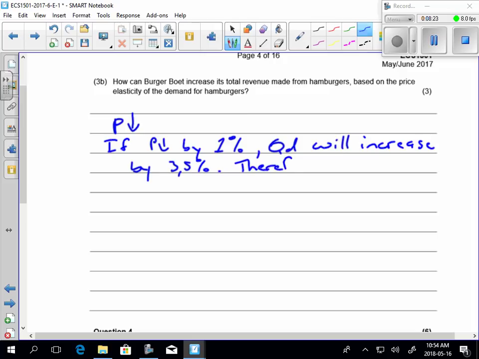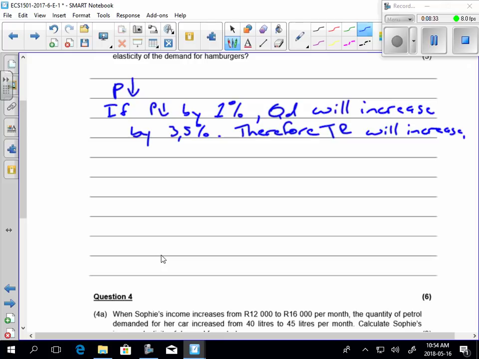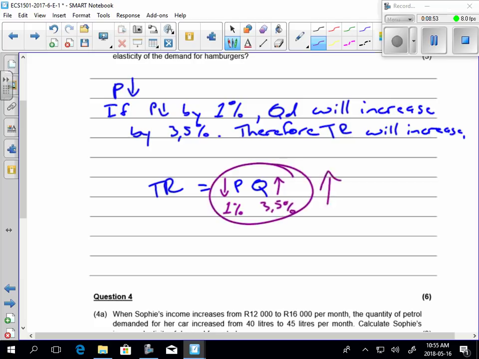Therefore, total revenue will increase. So this is not part of your answer, but just to explain it to you, total revenue is equal to price times quantity. So what we're saying here is decrease the price by 1%, and quantity demanded will increase by 3.5%, which is obviously greater than 1%. So overall, this is increasing, so therefore, total revenue will increase. Okay.